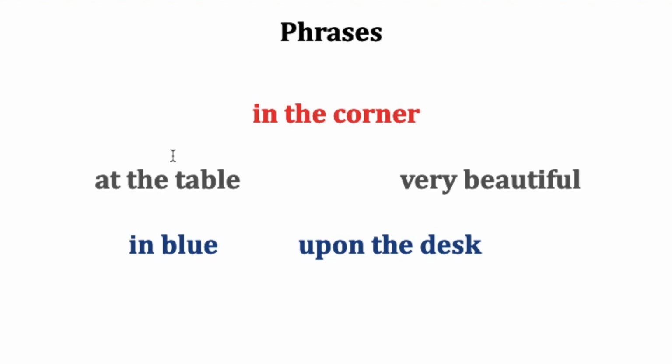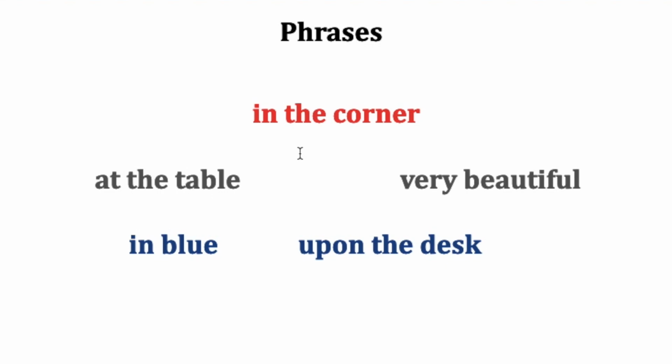Now, phrase means it's a combination of a few words. Here you will not find the subject-verb combination. You can have nouns, you will see the combination of various nouns together, but you will not see the subject and verb coming together. For example, in the corner. When this phrase is attached in a given sentence, say for example, I saw him standing in the corner.